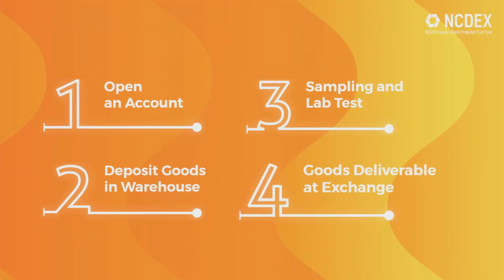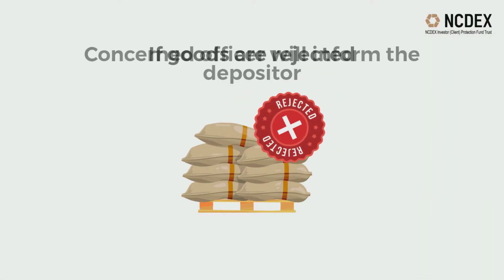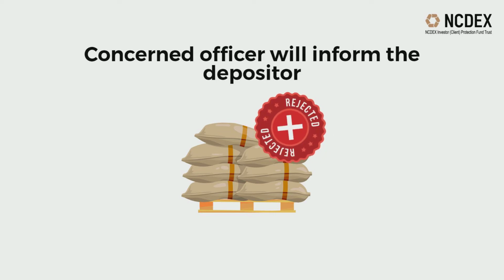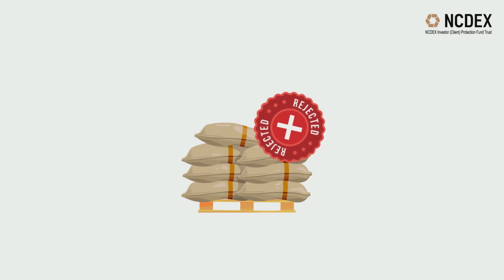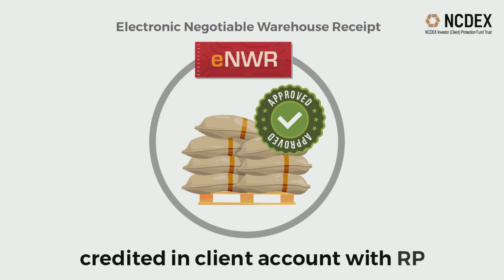Step 4. Goods deliverable at exchange. If goods are rejected on the specified norms, the concerned officer will inform the depositor. Then the depositor has to withdraw the rejected goods as per the guidelines issued by NCCL. If goods are approved, then the physical stocks in electronic form, ENWR, are credited in the client account with RP.